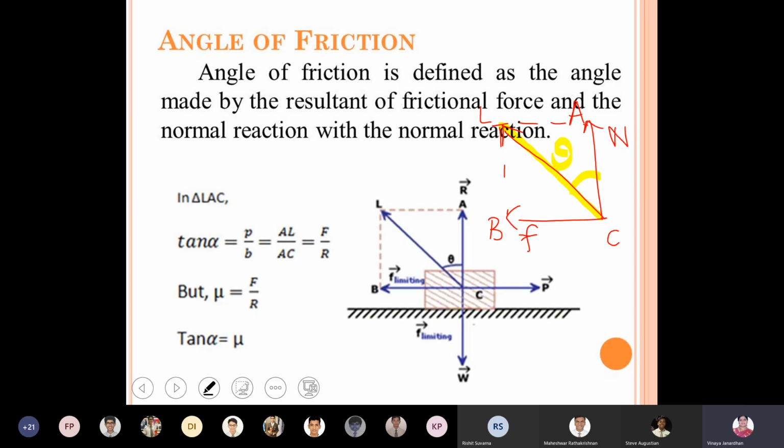Is that clear, boys? Yes, ma'am, it's clear. Draw the diagram, boys. Draw the diagram, then we'll go for calculating theta. Anyway, you know how to calculate theta.